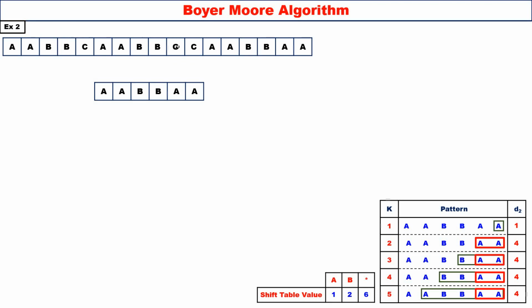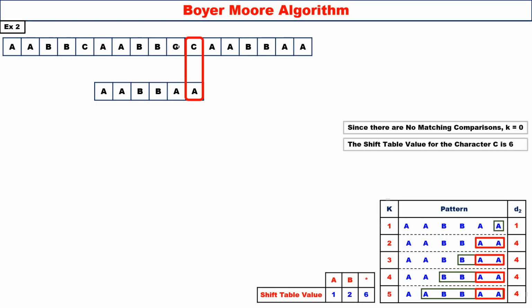Again, we do the comparison. A and C are matched? No, they are not matching. See, in this particular case, K becomes 0 because there are no matching comparisons. Therefore, K is equal to 0. When K is equal to 0, the shift table value for the character C is 6. Therefore, we have to do the 6 right shifts. Here there is no choice at all. D1, D2 will not come at all because the matching comparisons are 0. Therefore, the shift table value for the character C is the number of right shifts. Therefore, D is equal to 6. Second right shift is by 6 positions.